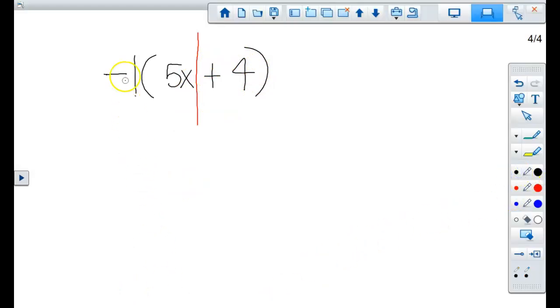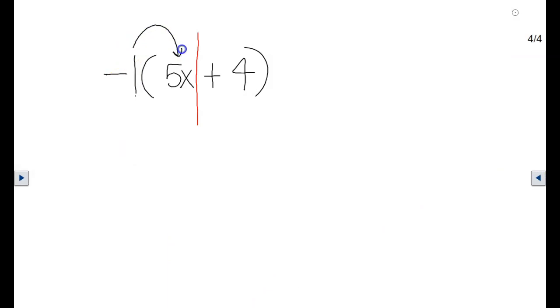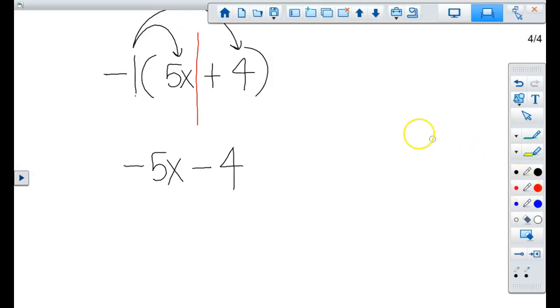So now we distribute. We do negative 1 times each member. Negative 1 times 5x. Negative 1 times 5 will give me negative 5. Reattach x. And then I will do negative 1 times positive 4. Negative 1 times positive 4 is negative 4. So because it's negative, I write minus 4. So on that second term, if it's positive, put plus in front of it. If it's negative, put minus. That's the biggest thing you've got to remember here.